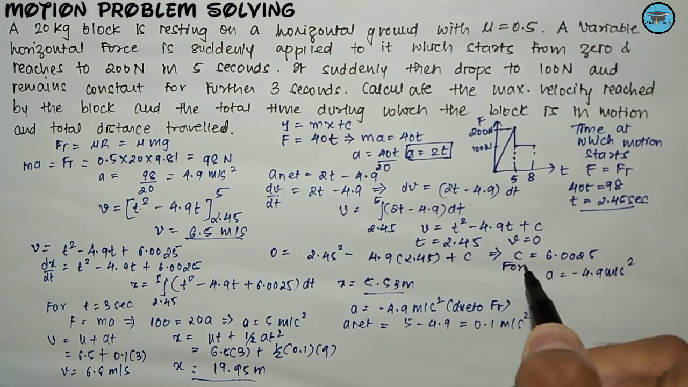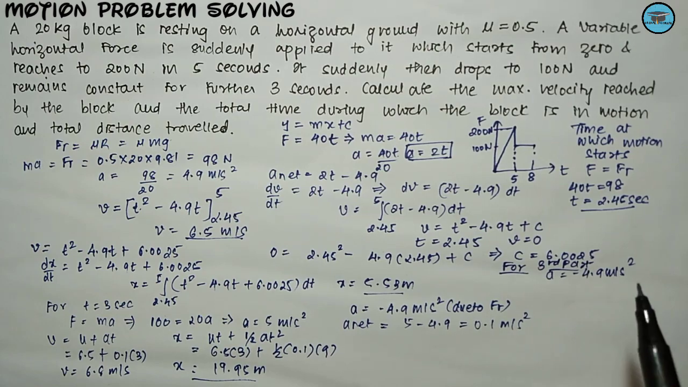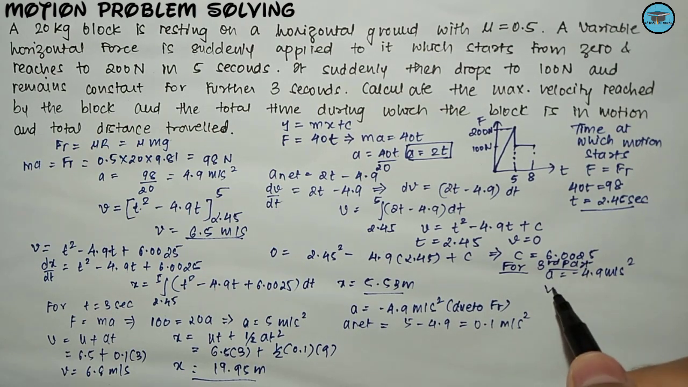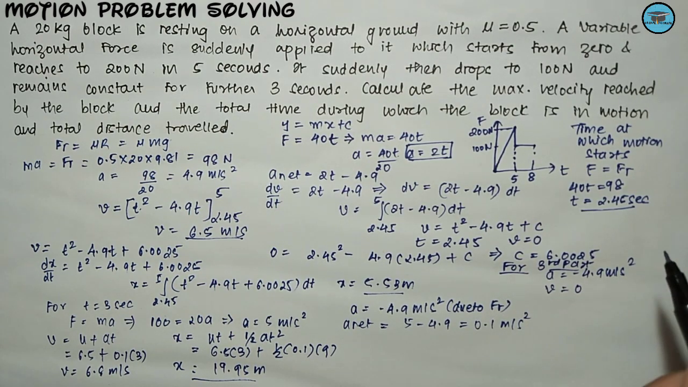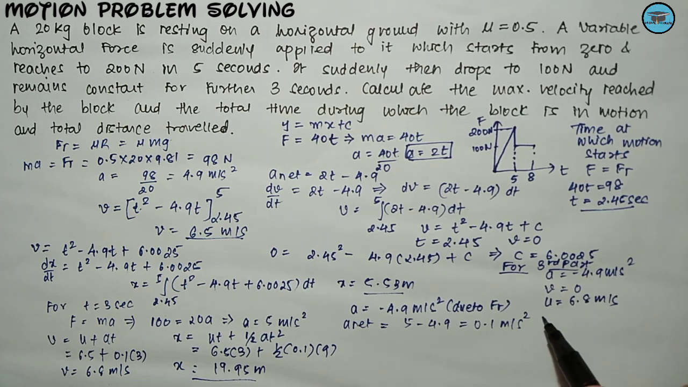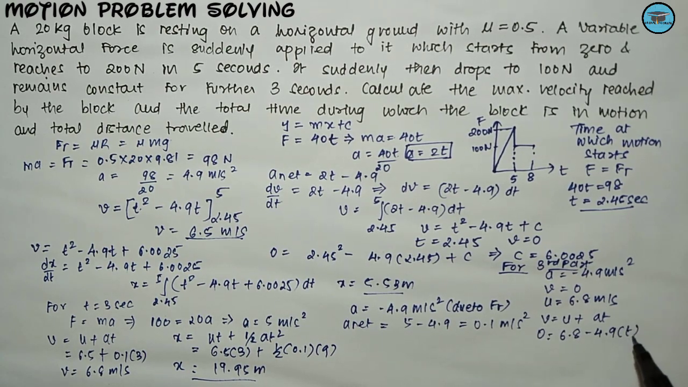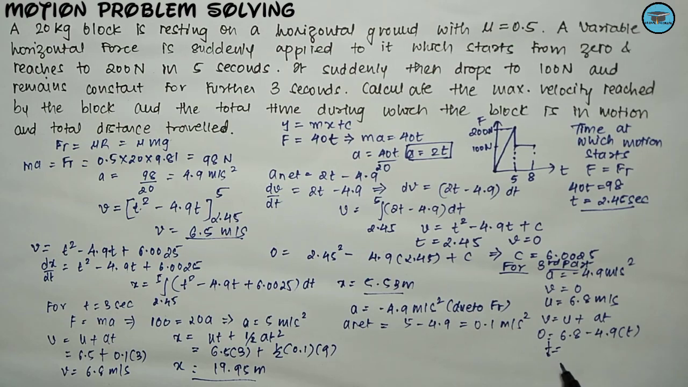So for the third part, v equals 0, that is the final velocity would come out to be 0, and the initial velocity is nothing but 6.8 meter per second. Applying the law of motion, that is v equals u plus at, we get 0 equals 6.8 minus 4.9 into t, the time that we need to determine. So the value of t comes out to be about 1.38 seconds.